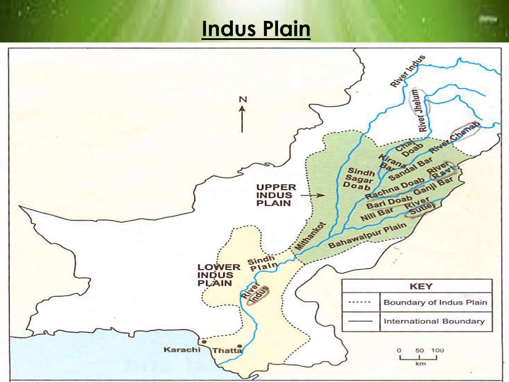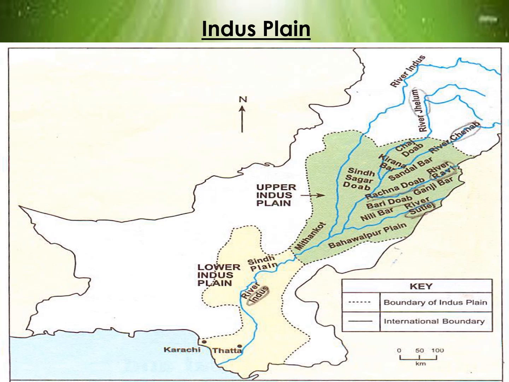It is known as the agricultural hub of Pakistan. The Indus Plain was formed by the alluvium laid by the river Indus and its tributaries, and it is subdivided into Upper Indus Plain and Lower Indus Plain. In this map, you can see this is the Upper Indus Plain in the green color, and in the peach color, it's the Lower Indus Plain.